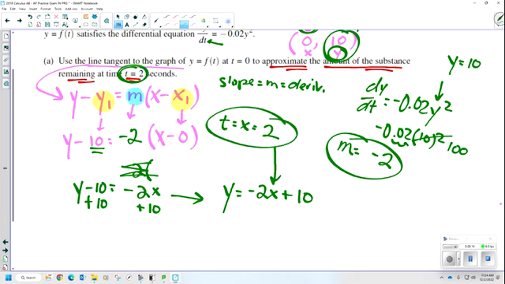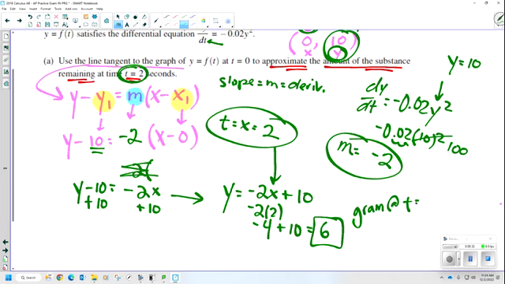A 2 is going in there. Negative 2 times 2 is negative 4, plus 10. That gives me 6, and 6 is the answer. They're not asking me to label it, but 6 would represent the grams present at a time of 2.